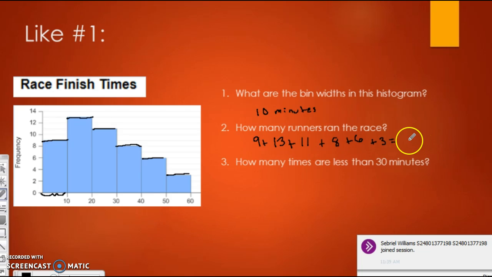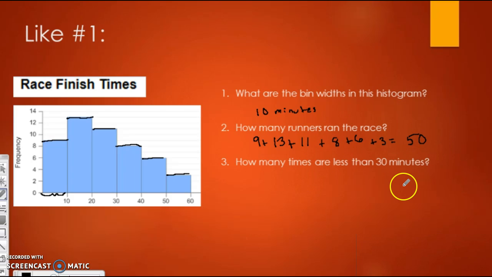Okay, good, Mia. Thank you. 50. Does that make sense, Mia? Yeah, you know what's going on, right? All right, so there were 50 total people in the race.